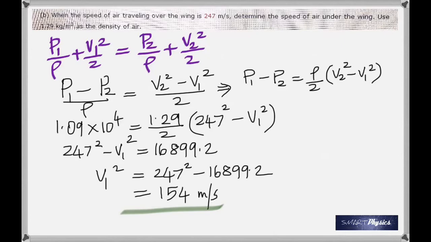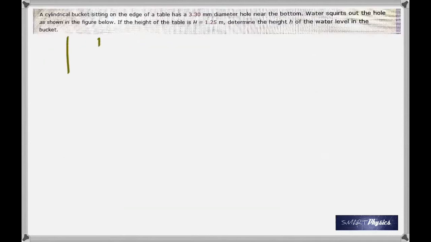Look at the big difference between the speeds. On top of the wing, it's 247. Under the wing, it's only 154. So where the speed is smaller, the pressure is greater. That is what keeps the huge airplane and all those people in it in flight. A wonderful application of Bernoulli's principle. Takes us to the next problem.